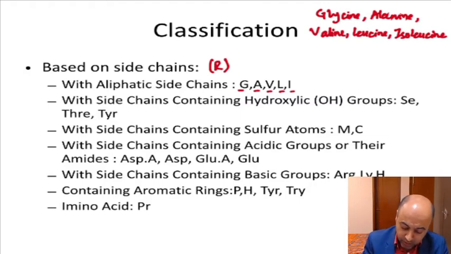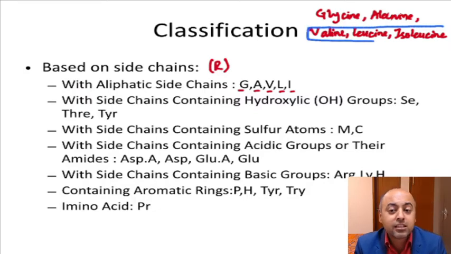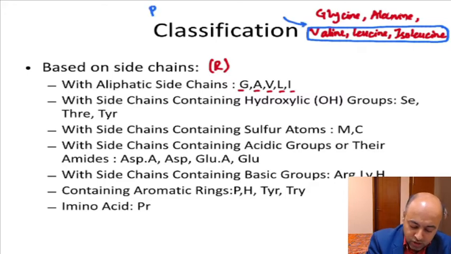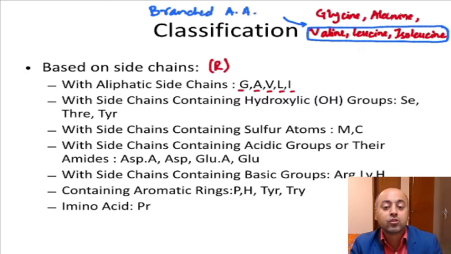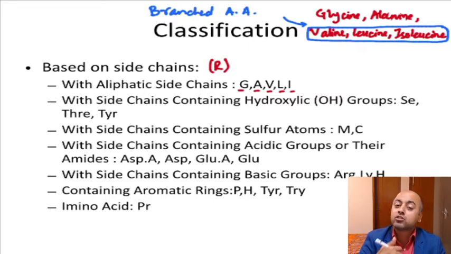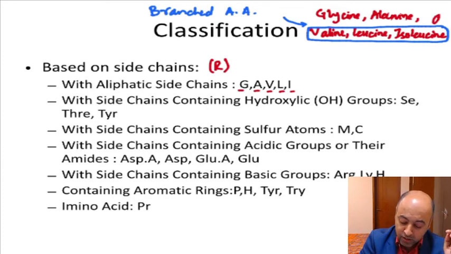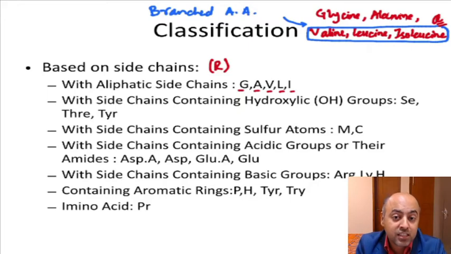In this, what you have to remember, the last three have branching in the side chain. So these three are also known as the branched amino acids. Valine, leucine, and isoleucine are the branched amino acids. So whenever you're talking about the branched amino acid, it has to be one of these three. For example, in maple syrup urine disease, where there is a problem in metabolism of branched amino acid, one of these three has to be in the option. If they ask which amino acid is elevated, you have to remember it has to be a branched amino acid, and it has to be one of these three names.